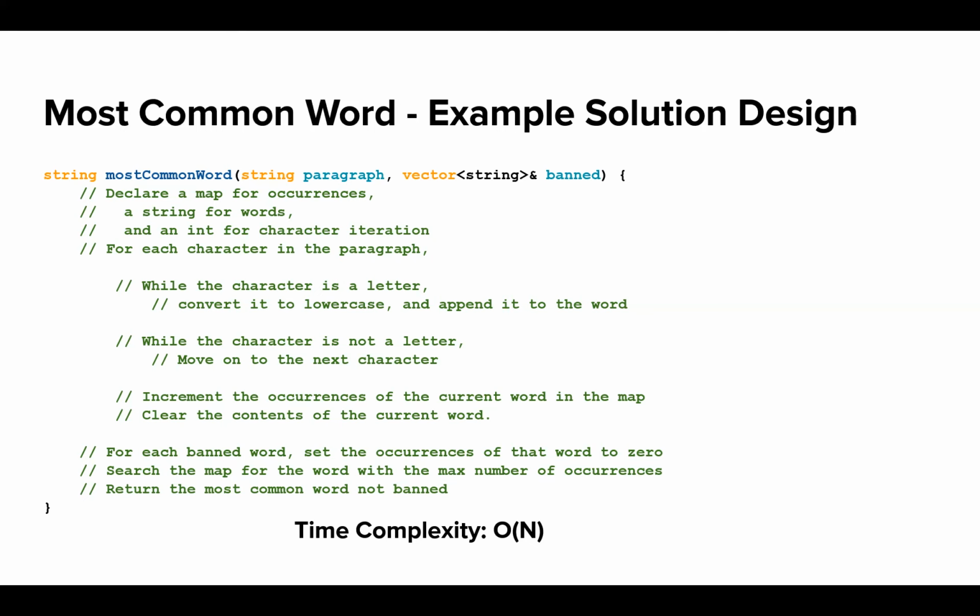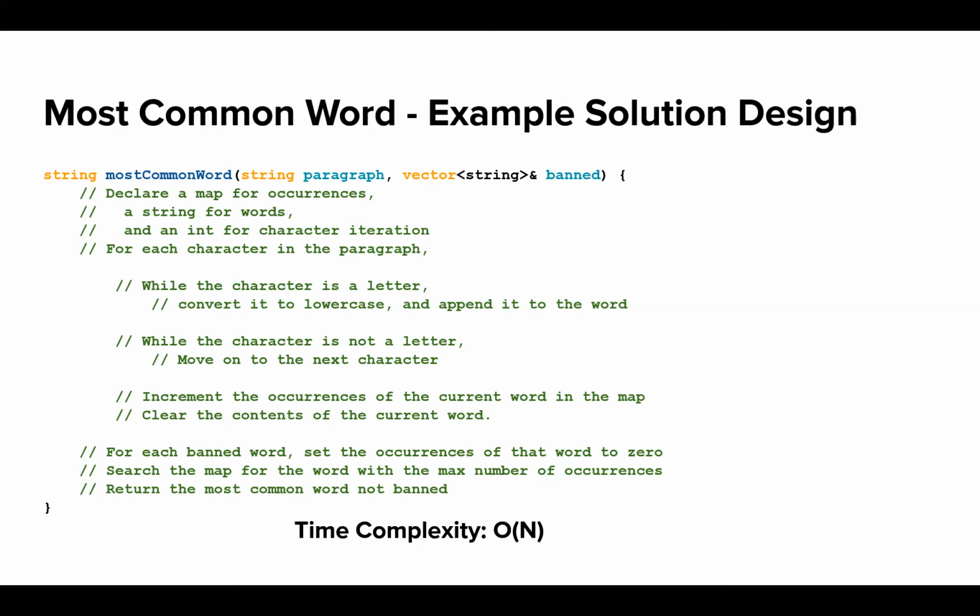Then we'll have a map full of words and the number of occurrences they have in the paragraph. We'll then go through each banned word and set the occurrences of that word to 0. That way it won't be considered when we're looking for the most common word. At that point, we search the map for the word that has the maximum number of occurrences, and we return that word.